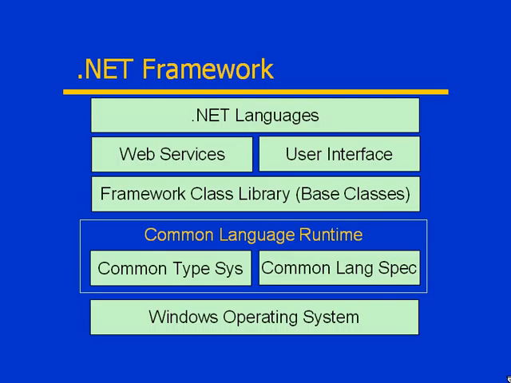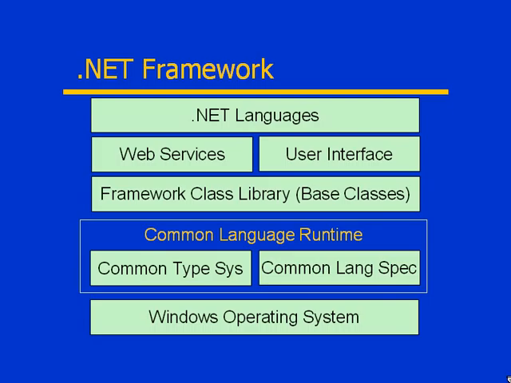Now, the common language runtime has a couple of elements within it as well, such as our common type system, which is the underlying consistent data types that are going to be used in every single language, and what's referred to as the common language specification. This is essentially a set of rules or requirements that any .NET compiler is required to adhere to. So this is basically the set of restrictions that make .NET languages what they are.